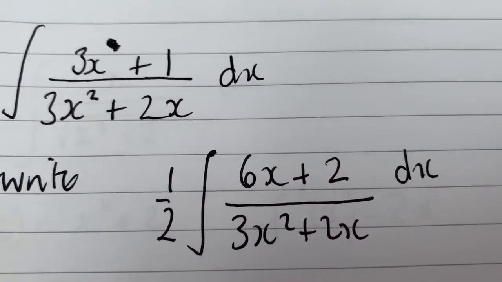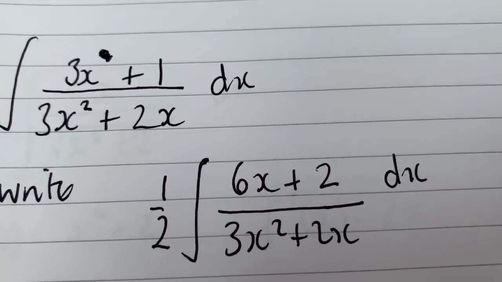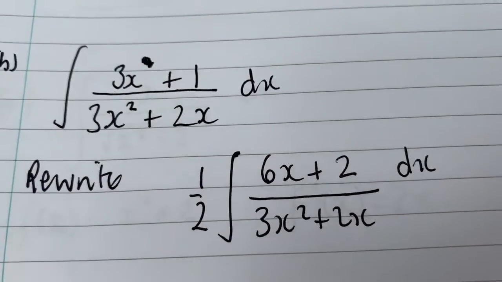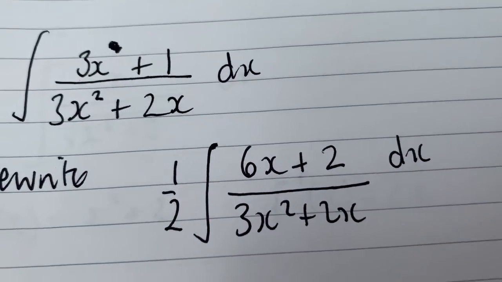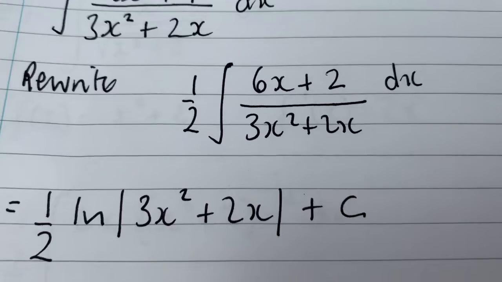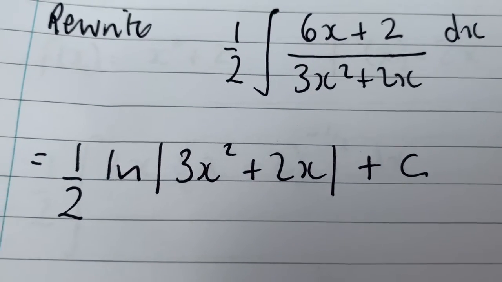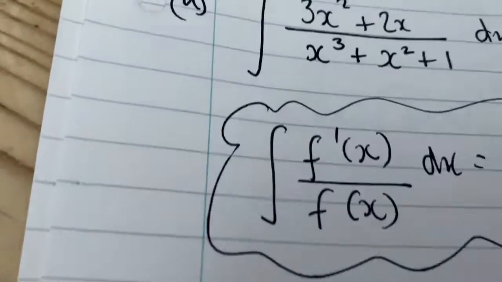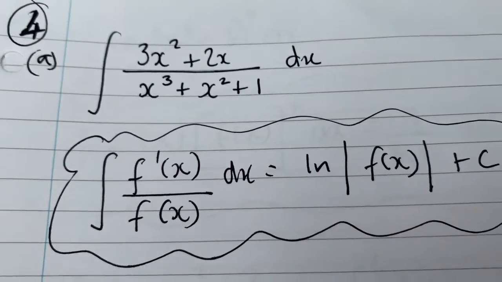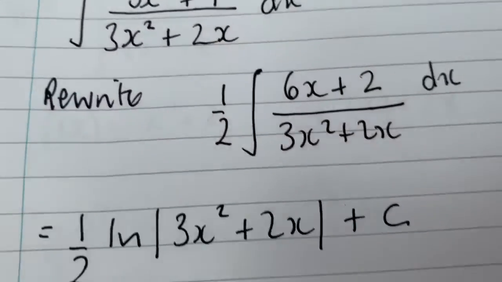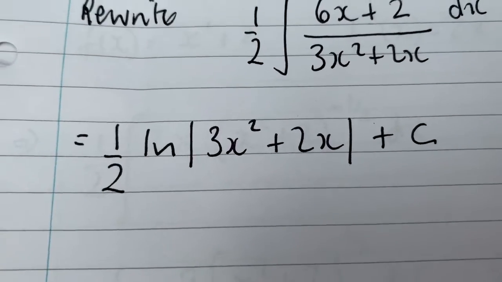my numerator. So I rewrite my numerator by doubling it, because I can't just do that. I've got to knock that out by dividing by 2, and then it's in a straightforward form where I can use that law that we have from our formula sheet. So I'm going to end up with that as my answer.